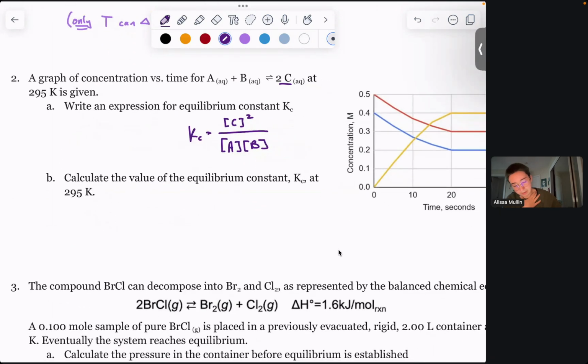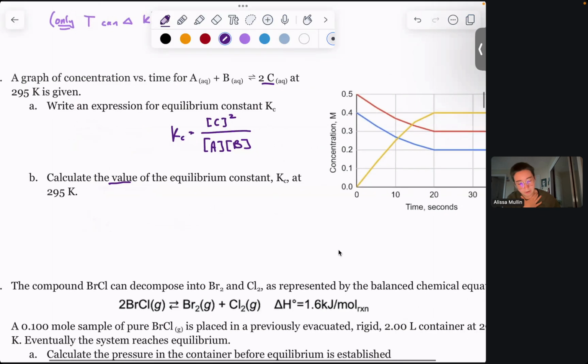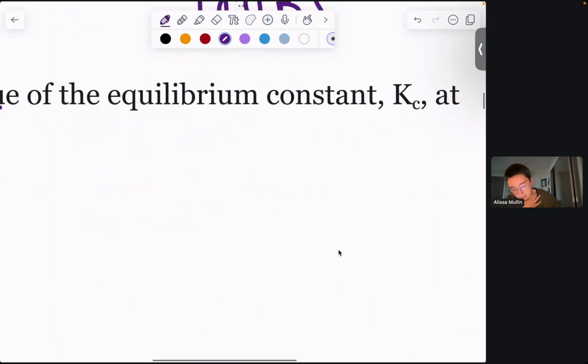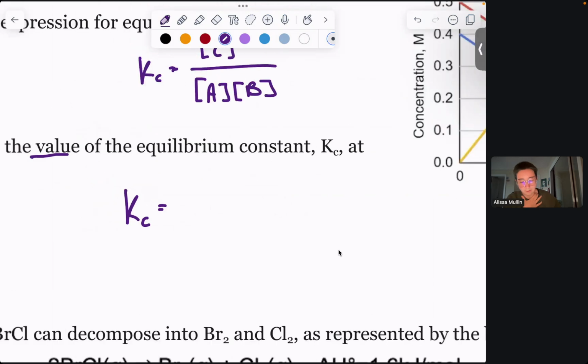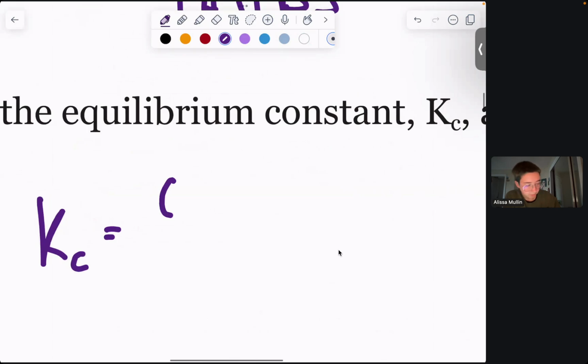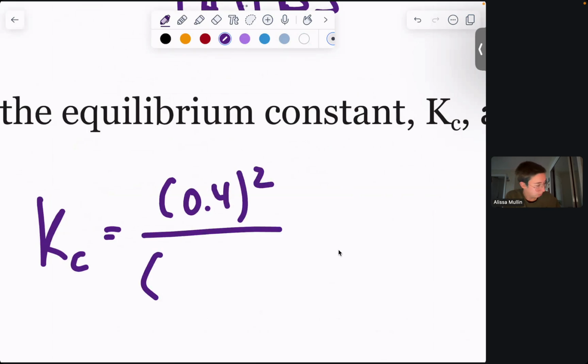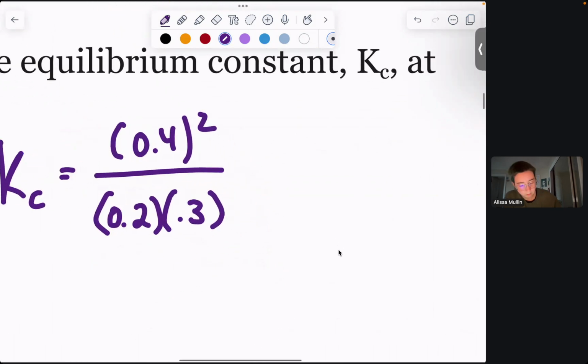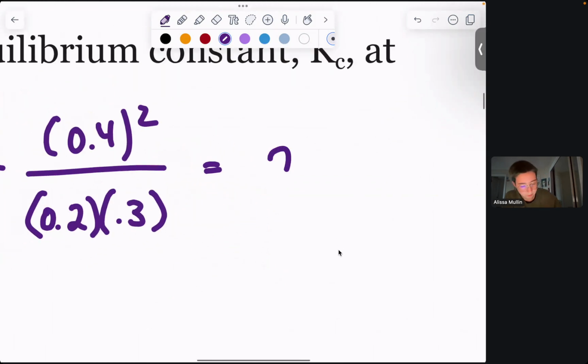And then it wants me to calculate the value of Kc, so we're going to look at the graph, the data that we were given, and make sure that we take data at equilibrium. So reminder, when we're looking at a graph like this, the flattened off part, that's your equilibrium. So we use the concentrations at equilibrium and plug them into our K value. So let's see. C at equilibrium was 0.4 molar. A was 0.2 molar. And B is 0.3 molar. Plug it in a calculator, and you should get this.